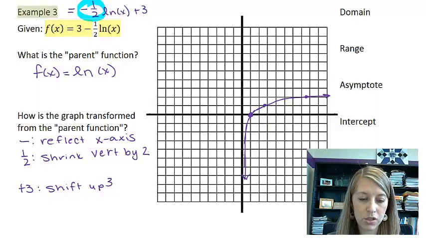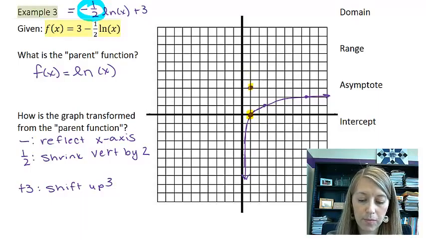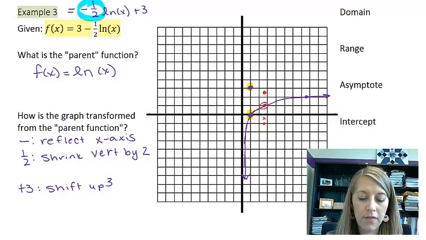Okay, so let's see if we can do this math here. Let's start with my first point, the x-intercept. I'm going to reflect it over the x-axis, which puts me in the same place. Shrink it vertically, still puts me in the same place, and then shift it up 3 units. So 1, 2, 3. If I take my next coordinate and reflect it over my x-axis, that puts me here. If I shrink it vertically, that puts me here. And then if I shift it up 3, 1, 2, 3, that puts me there.